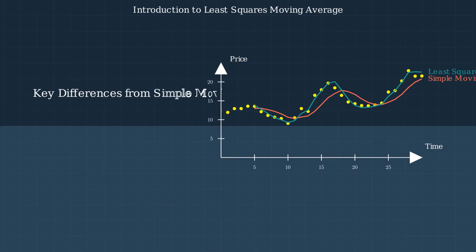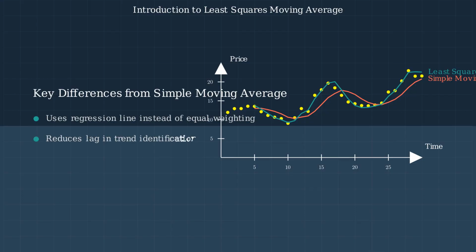Unlike simple moving averages that treat all data points equally, LSMA uses regression to fit a line that minimizes the sum of squared distances from data points. This method significantly reduces lag, allowing for more timely identification of trend changes. The result is a smoother representation that better captures the true trend while minimizing the impact of market noise.